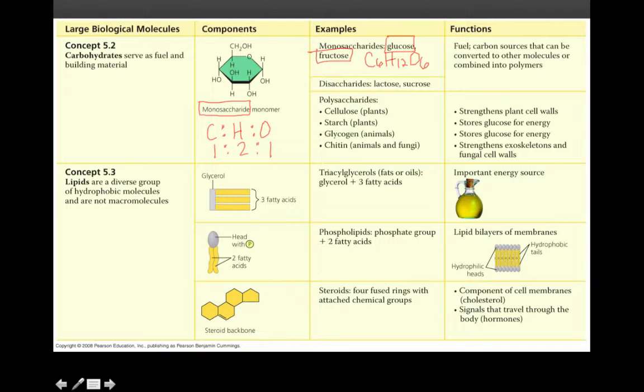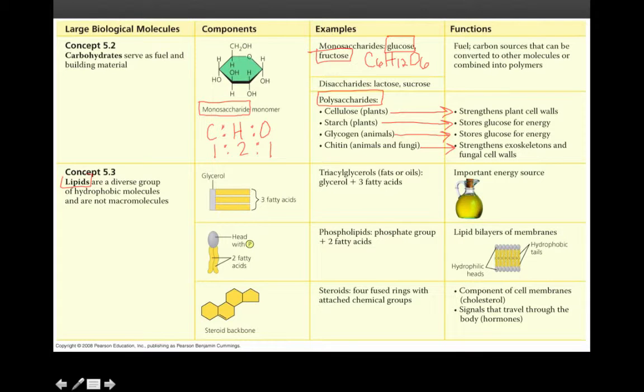You also learned that when we take two monosaccharides and join them together, we build a disaccharide, such as lactose or sucrose. And if several hundred or thousand dehydration synthesis reactions occur, we finally build a polysaccharide. And you learned that cellulose is a structural polysaccharide, whereas starch stores energy for a plant, glycogen stores energy for animals, and chitin is structural and has a protective role for fungal cell walls and the exoskeletons of some organisms.